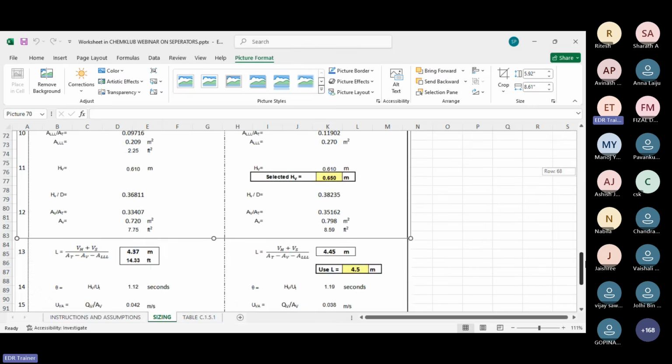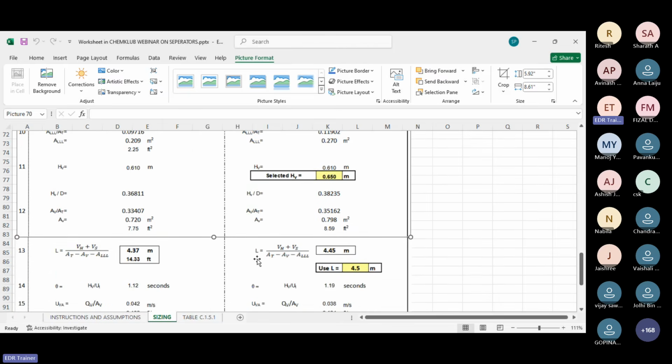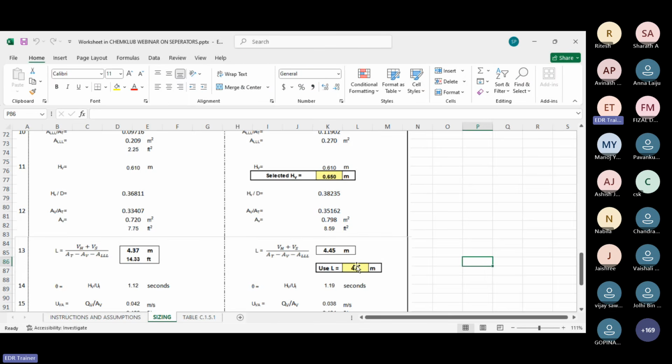The most important part for this calculation is this length. This length 4.37 should not be less than this value. This is the calculated value, right? I have chosen 4.5, a little bit more than that. You can also select 4.6, 4.7, but it should not be more than 10% of your requirement.